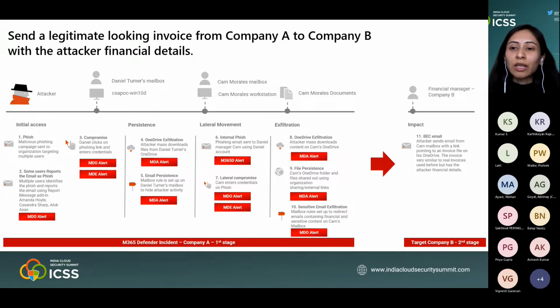So let's take a look at an example kill chain of financial fraud. Here, as we talked about the multi-stage attack, the attacker gains initial access and compromises a user, sends some phishing emails, so MDO and MDE alerts are generated. I'm not going to go into each of these stages here, but a lot of MDE, MDO, M365D alerts fire in this type of scenario. And here the target is a financial manager of a company. And all these alerts help SecOps analyze and take actions accordingly.